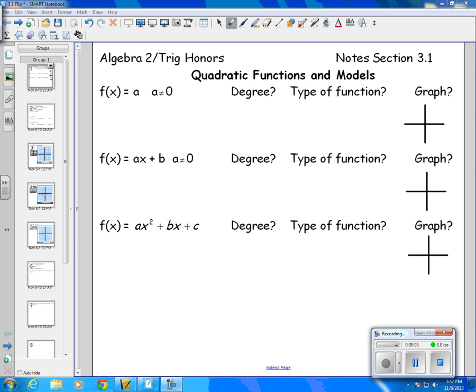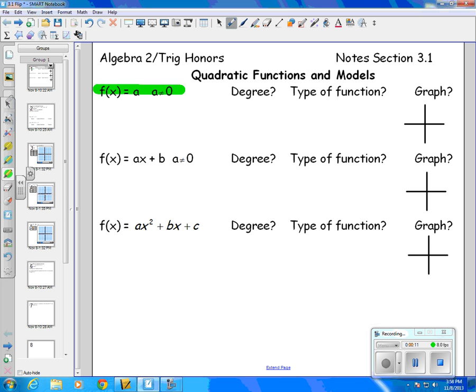Okay, section 3.1 deals with quadratic functions. Before we get into talking specifically about quadratics, though, I just want to review a couple common functions that we've discussed before. First one being the constant function, the f of x equal a.